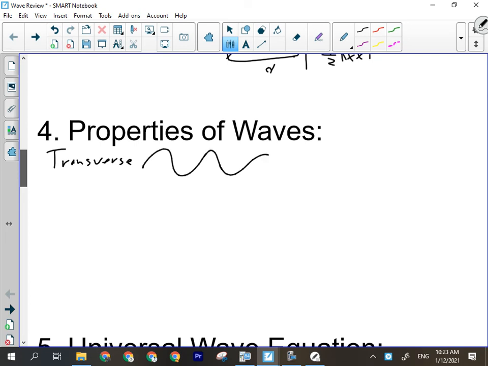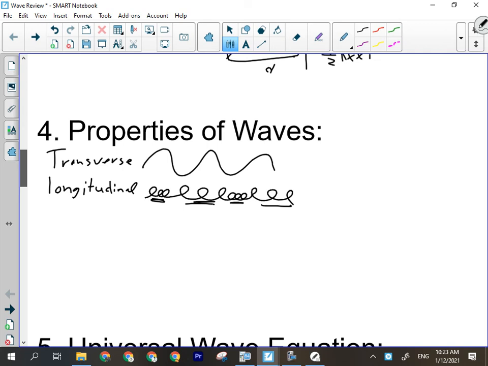I don't know how I'm going to draw that. I'm not really happy with that, but okay. This would be a compression, this would be a rarefaction, this would be a compression, this would be a rarefaction. Remember, a longitudinal wave oscillates in the same plane as it's traveling, whereas a transverse wave oscillates perpendicular to the direction that it's traveling.